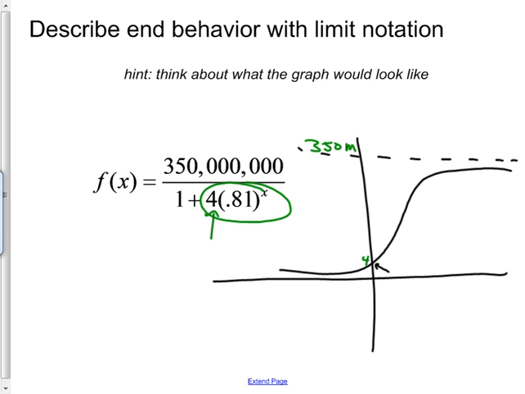Wait, wouldn't the starting value be 5? Good question. The starting value is where x is 0, right? Okay. But in this case, if you put in a 0, that's not going to be a great way to do this, because if I put in a 0 right here, then this becomes a 1, and 4 plus 1 is 5. And then we have to take 350 million divided by 5. So don't do it that way.